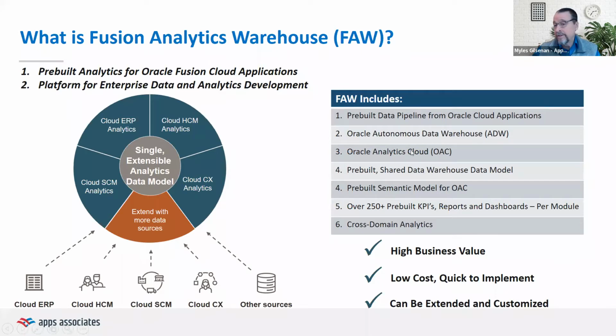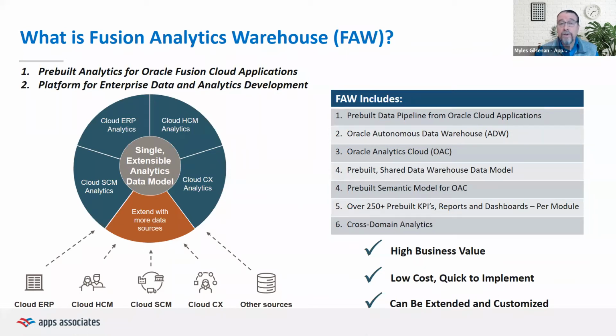You'll get Oracle Analytics Cloud. And Oracle Analytics Cloud is a full-blown version of Analytics Cloud. It's not a watered-down version. There aren't limitations, full-blown. So when you hear FAW, you're getting all of that. You're also getting a shared data model across all of these subject areas, which is really super important for cross-domain analytics. You'll get a pre-built semantic model. Not sure if you're familiar with that term, but the semantic model is a logical layer. It's where we define how the underlying tables are related to each other.